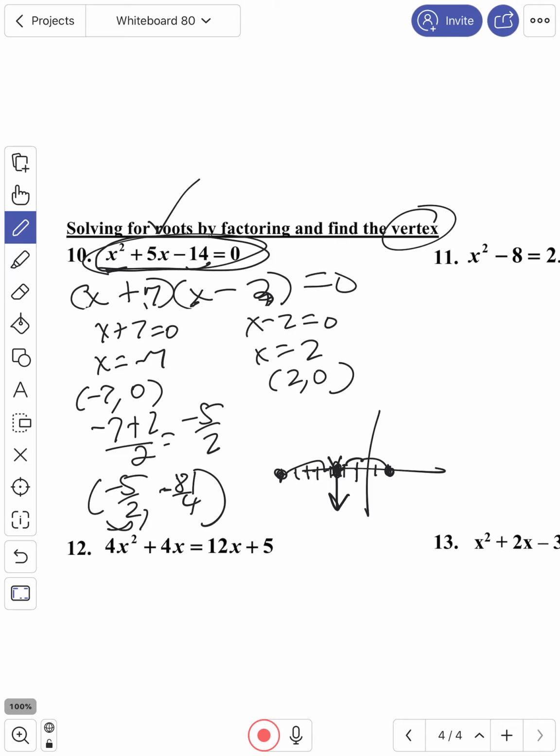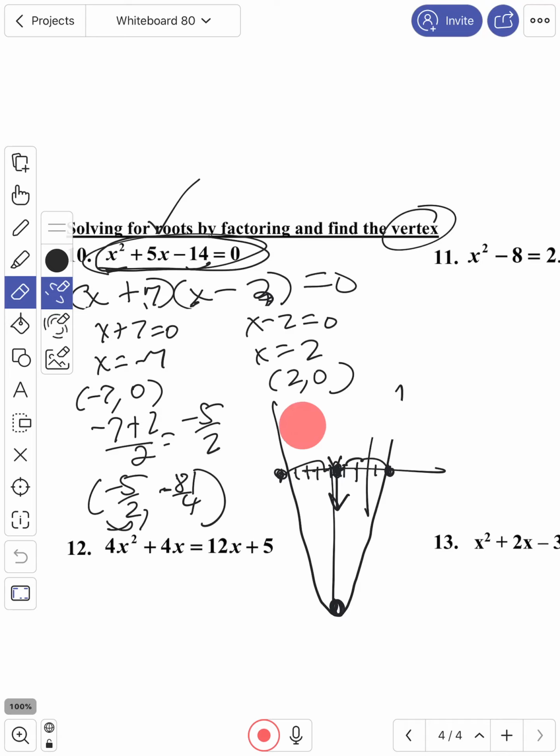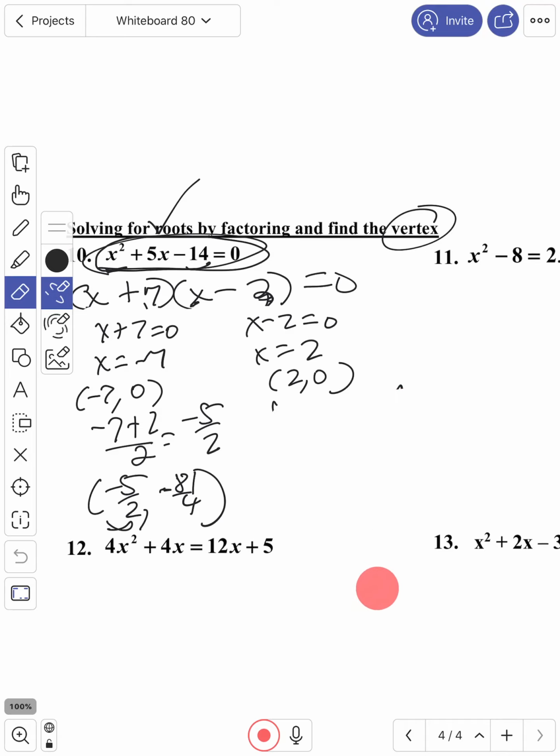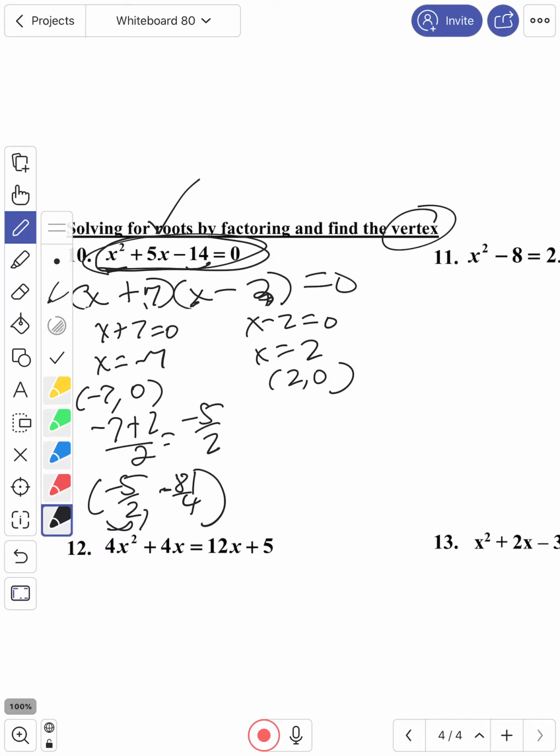So it's down at negative 20 something. So it's way down there, that would be my vertex, somewhere down there. But it didn't ask me to graph it. All right, so find your roots, factor, and average your x-intercepts.